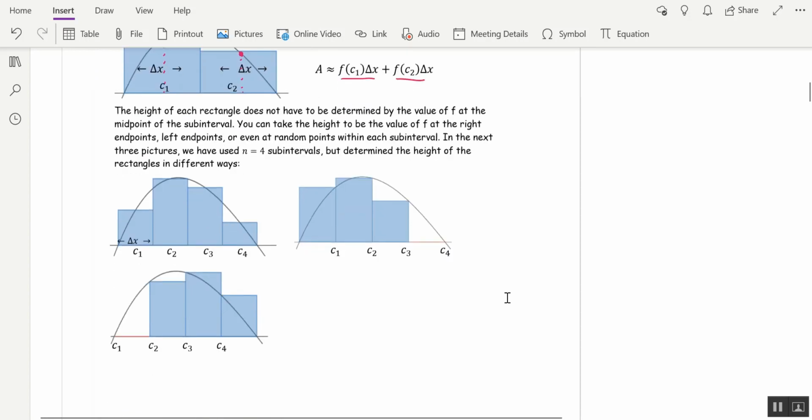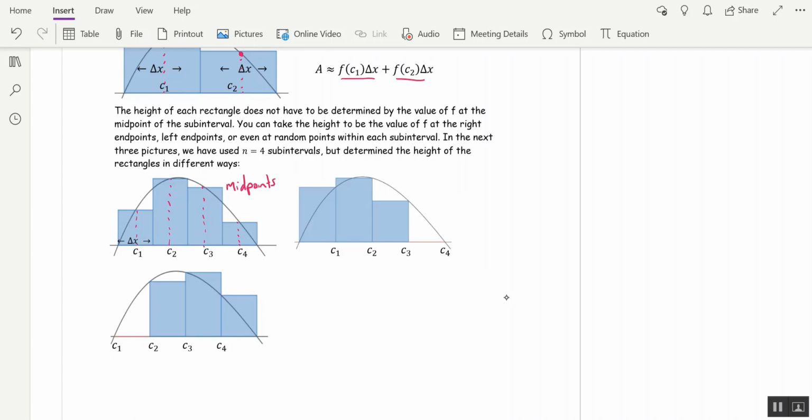So here are three different pictures where I've used four rectangles to approximate the area. If you look at each picture, in this picture, it looks like the height of each rectangle is determined by the value of the function at the midpoint of each subinterval. So this would be midpoints. And in your homework, you'll be asked to approximate areas using either midpoints, left-hand endpoints, or right-hand endpoints.